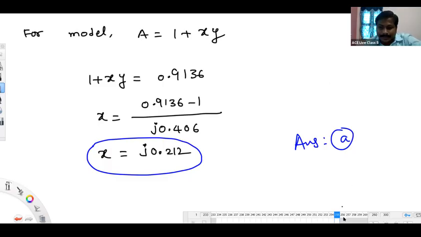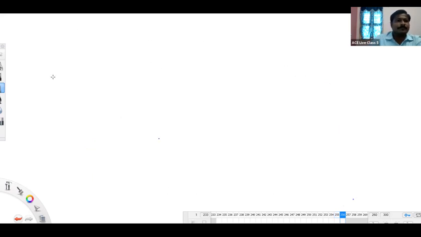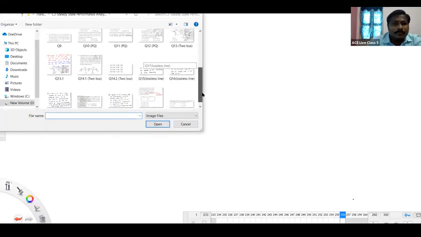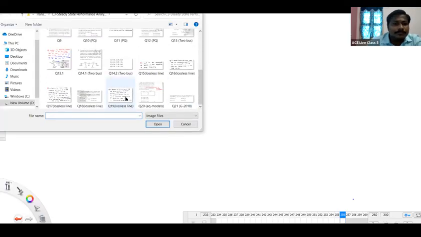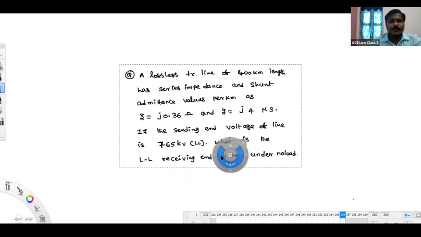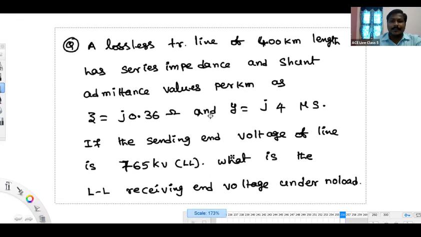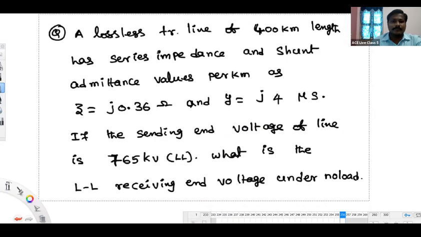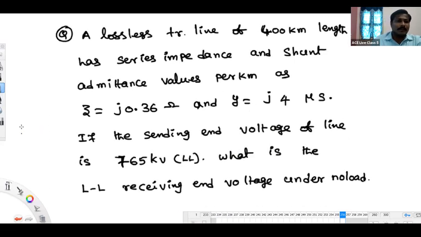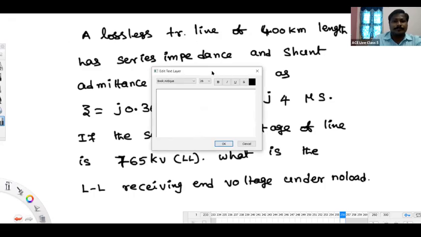Okay, so in the next slide, the next problem, a simple problem I'll take. It's a lossless transmission line. Just go through it.